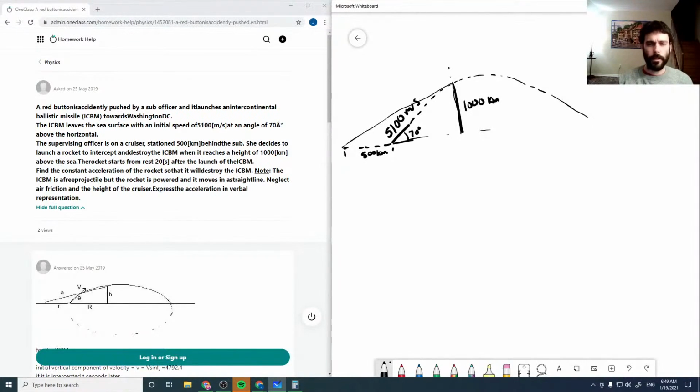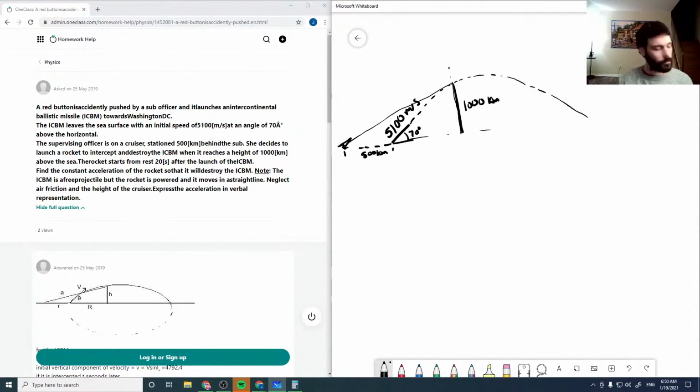And we need to find the constant acceleration of the rocket such that it will intercept, neglecting air friction. The other thing that's given is that the rocket starts 20 seconds after the ICBM is launched. So we just need to find the time where our ICBM reaches 1,000 kilometers, and then use that time to figure out how much time the rocket has to accelerate. So first of all, let's expand our ICBM's equations of motion here.